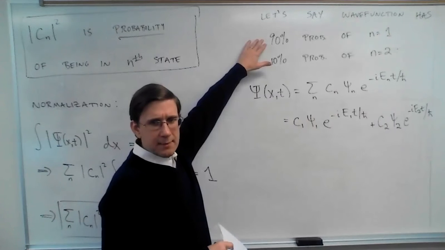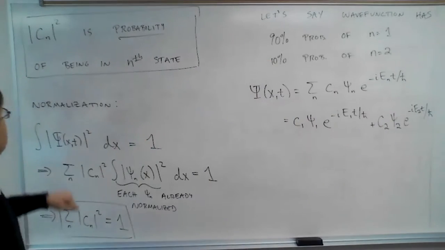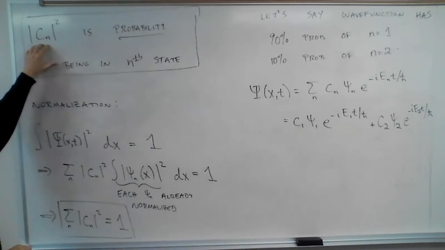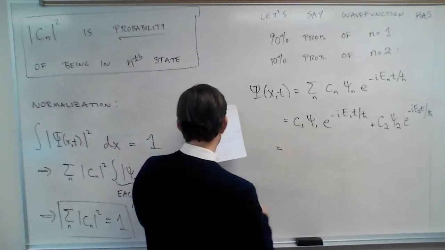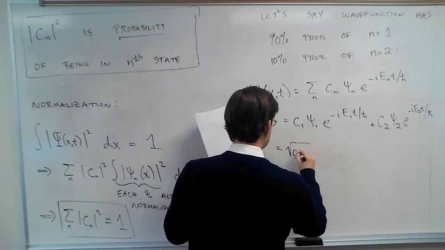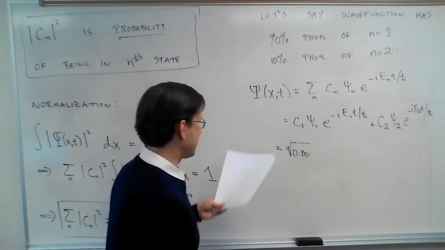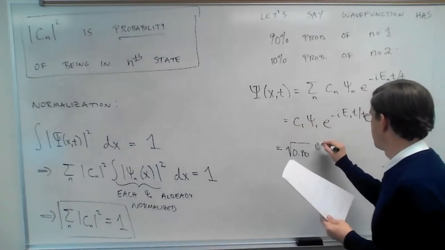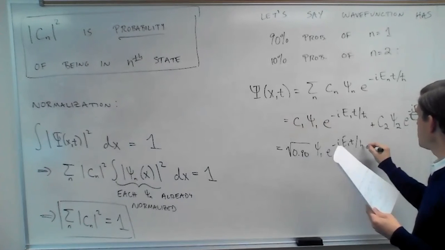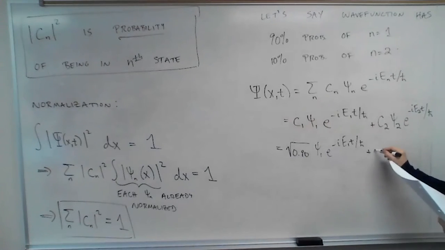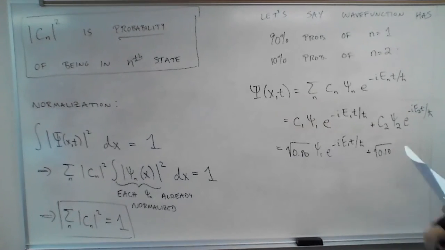And if we have a 90% probability of n equals 1, that means that c1 squared is equal to 0.9. And so the value of the coefficient c1 is the square root of 0.90, times psi 1, e to the minus i E_1 t over h bar. And then that leaves plus the square root of 0.10, psi 2, e to the minus i E_2 t over h bar.